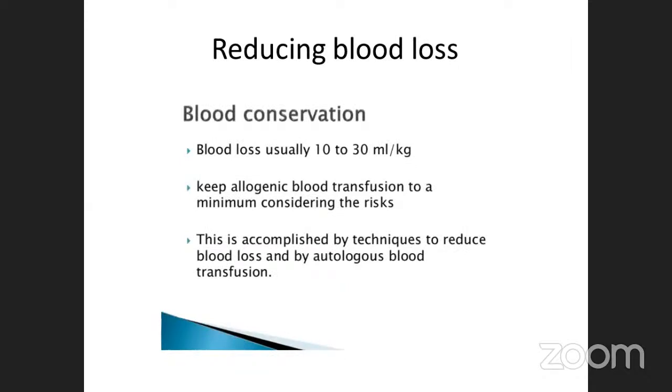Methods of reducing blood loss, or blood conservation. Usually, blood loss occurs in the range of 10 to 30 ml per kg. Strategies to reduce blood loss are preoperative donation, preoperative isovolumic hemodilution, and induced hypotension. In preoperative donation, the target hemoglobin is set. Preoperative donation is done if hemoglobin is greater than 11.